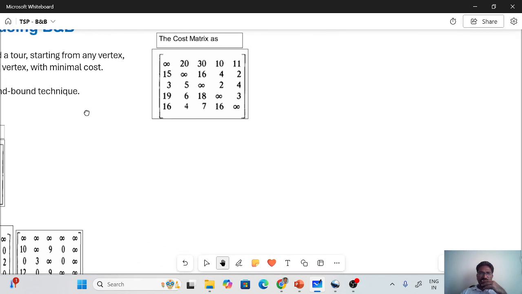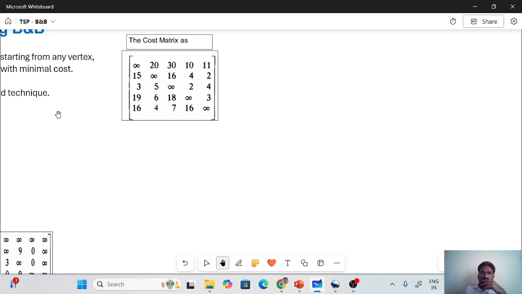Now let us consider this is our cost matrix. I have 5 vertices. So these are the paths, 1, 2, 3, 4, 5, and 1, 2, 3, 4, 5. 1 to 2 is 20, 1 to 3 is 30, 1 to 4 is 40, 1 to 5 is 11, and so on. The first step is the initial adjacency cost matrix we have.